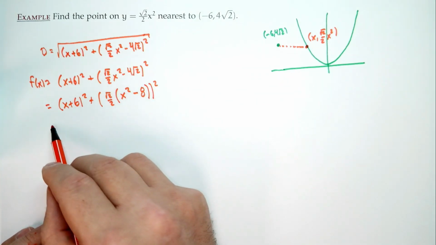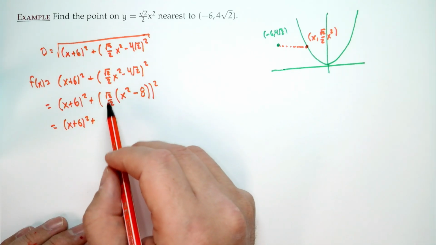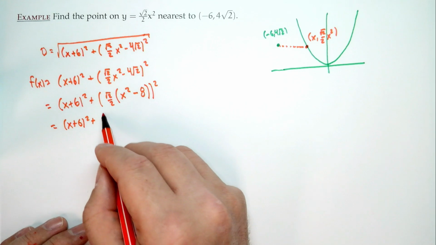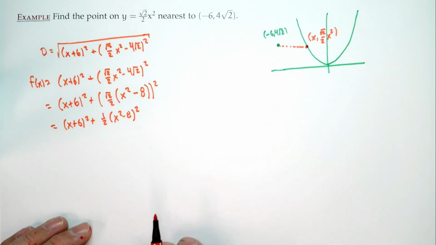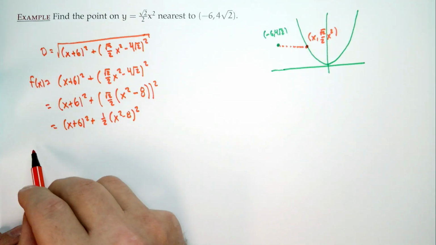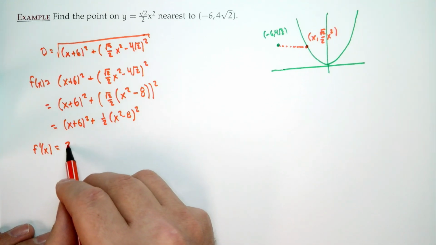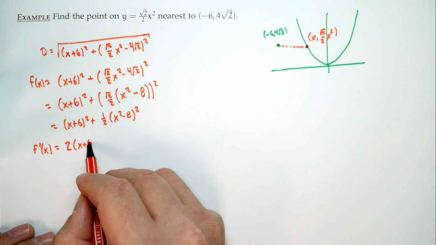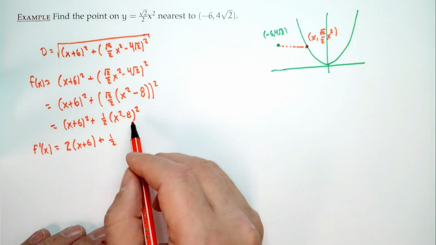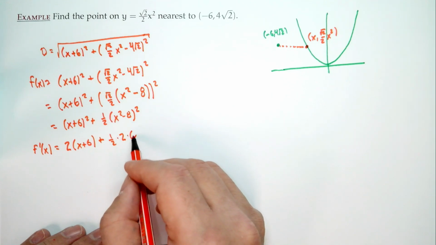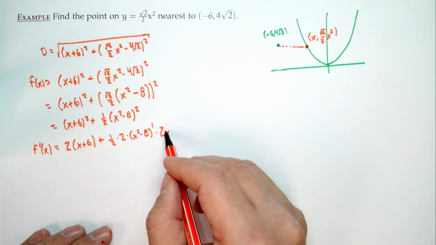Now, if we square that, we get (x + 6) squared. Square root of 2 over 2 squared would be 2/4, which is 1/2. So 1/2 (x squared minus 8) squared. Okay, so now let's take the derivative, f prime of x. So we're going to get 2 times (x + 6) plus 1/2 times 2, (x squared minus 8) to the 1, times the derivative of the inside, because we have to do the chain rule.